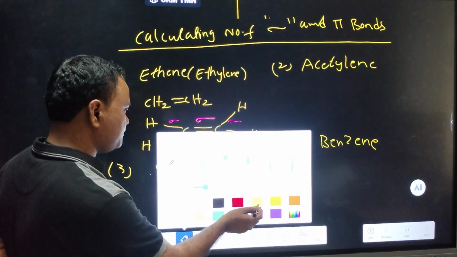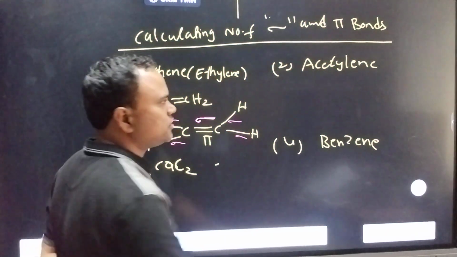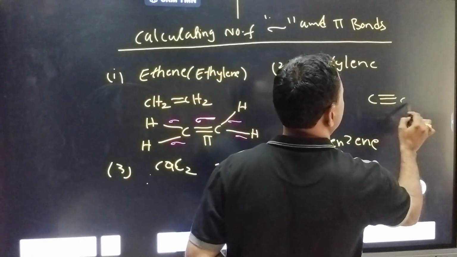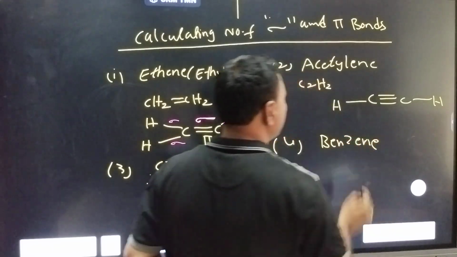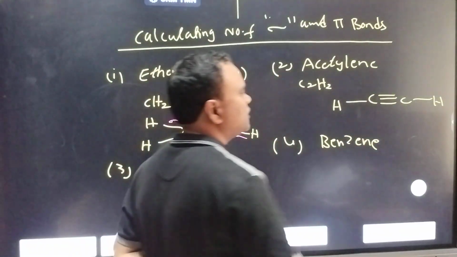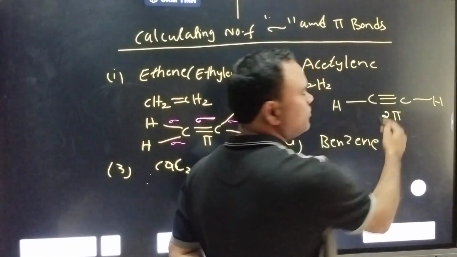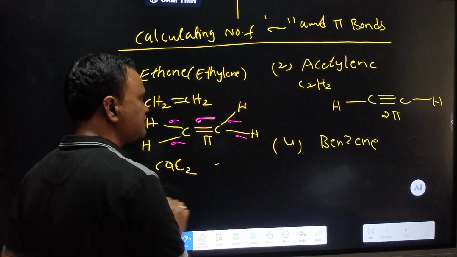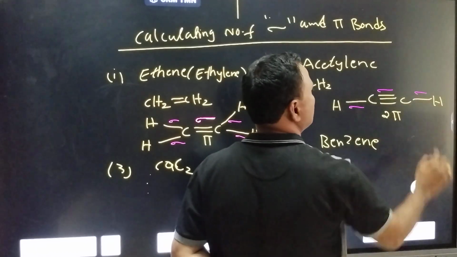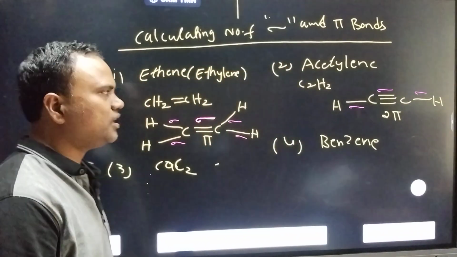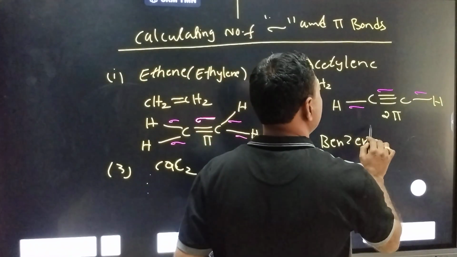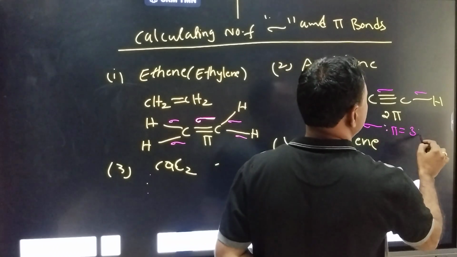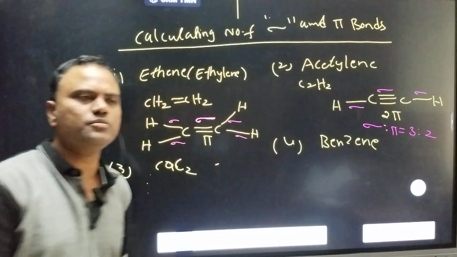Next, acetylene. Acetylene formula is C2H2. How many sigma bonds are there? And how many pi bonds? 2 pi bonds. In a triple bond, 2 bonds are pi bonds. Sigma bond, sigma bond, sigma bond: 3 sigma bonds and 2 pi bonds. Ratio of sigma and pi bonds will also come. Ratio is 3 is to 2.